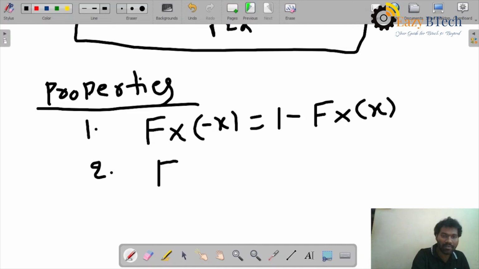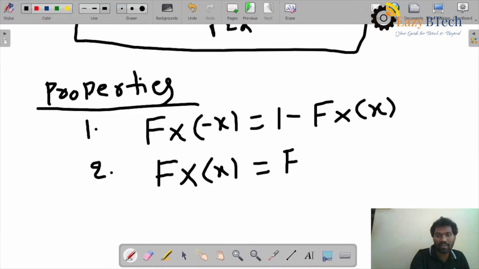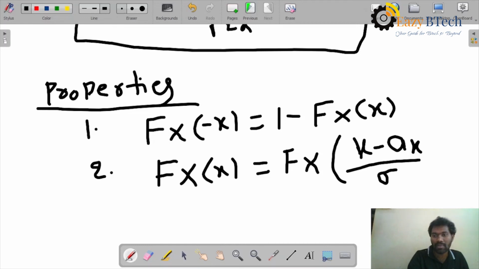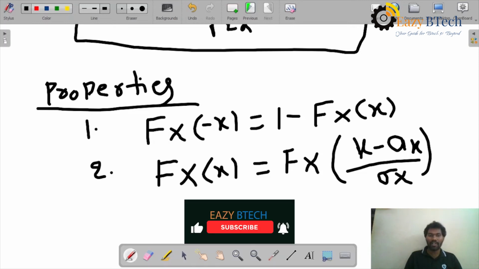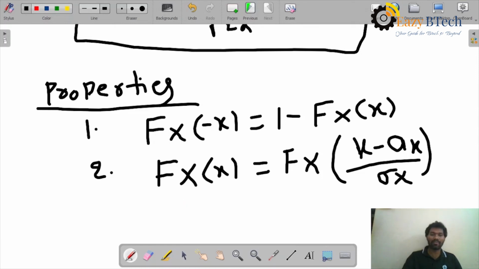The second one is Fx of x equal to Fx of (x minus ax) divided by sigma x. These are the two properties you have to remember while reading the Gaussian distribution function. Two properties: Fx of minus x is equal to 1 minus Fx of x.